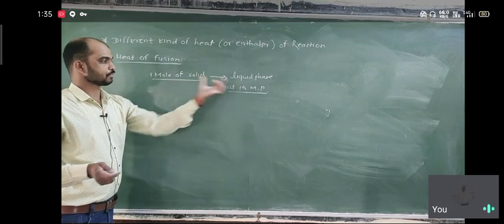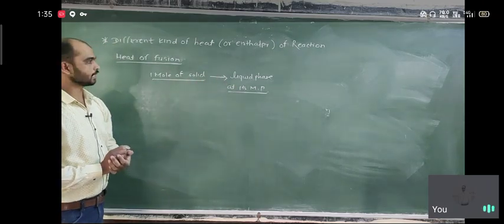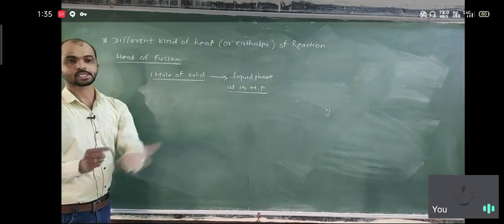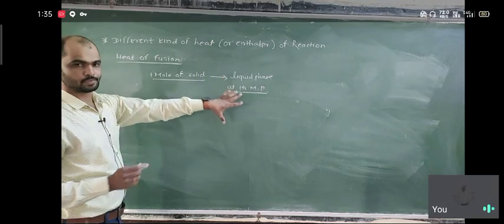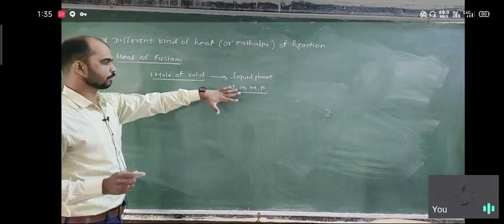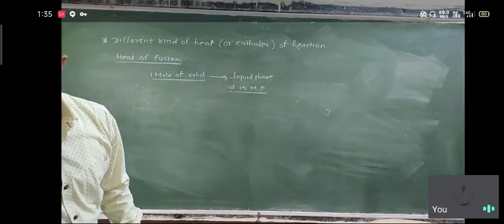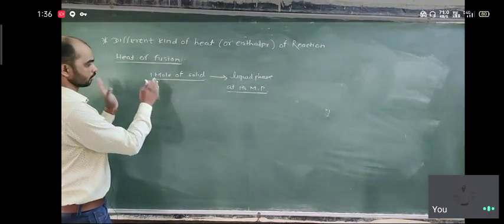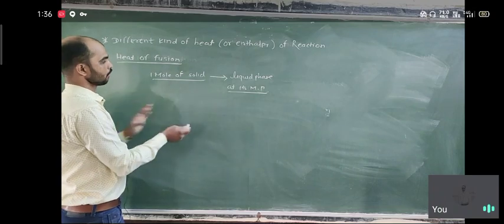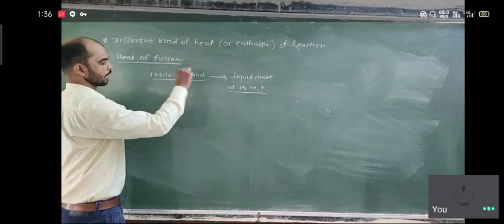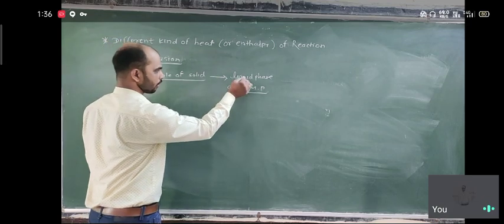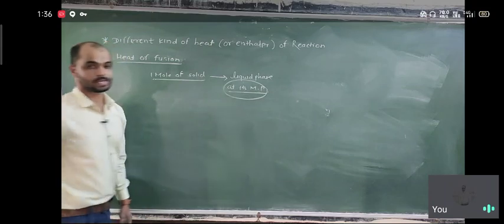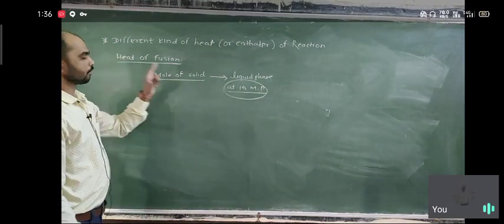So that time the heat is changed, the change in heat is called the heat of fusion. When a substance is fused, not 100% converts into liquid, but it is in the fused state or near about the melting point state. So the definition is: the change in energy or change in heat when 1 mole of solid converts into liquid phase at its melting point is the heat of fusion.